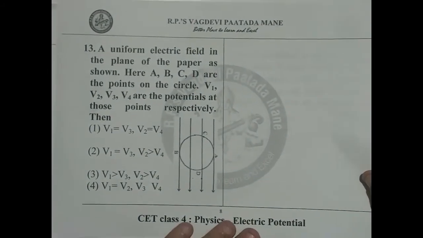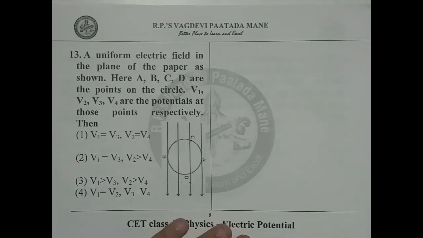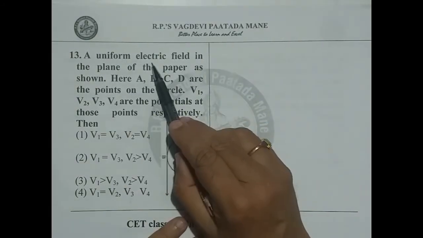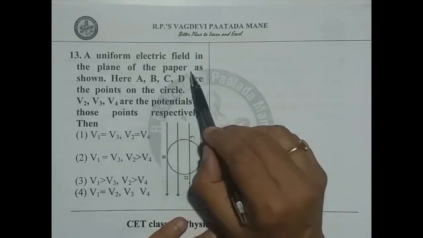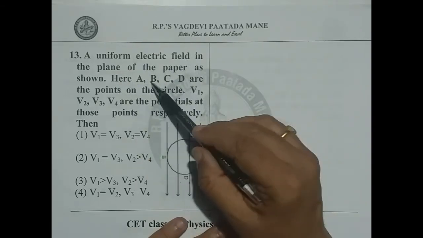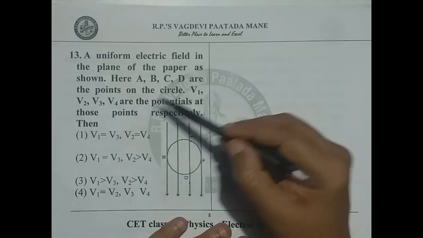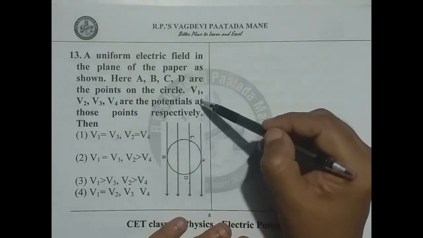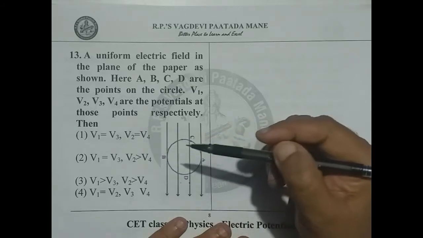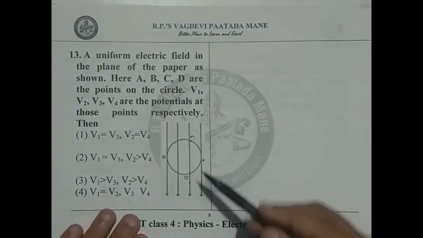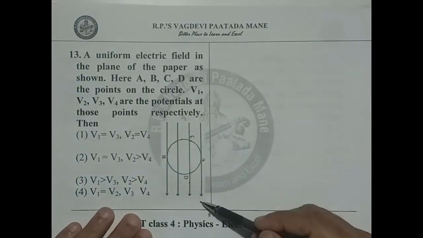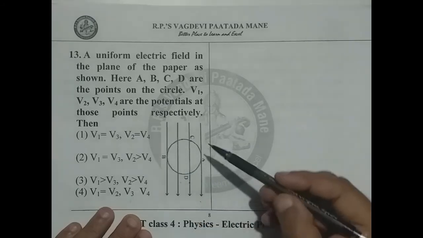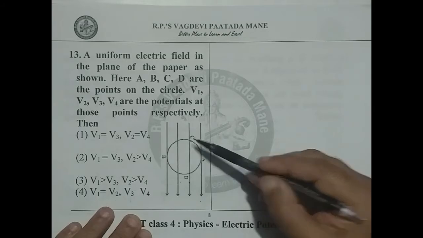Going for the 13th question, it's also very simple. A uniform electric field in the plane of paper as shown. Here A, B, C, D are the points on a circle, and V1, V2, V3 are the potentials at those points respectively. Then what is correct here? We think over that. Say the electric field is like this, downwards. The 4 points: A and B are on the same line perpendicular to that, and C and D are here.